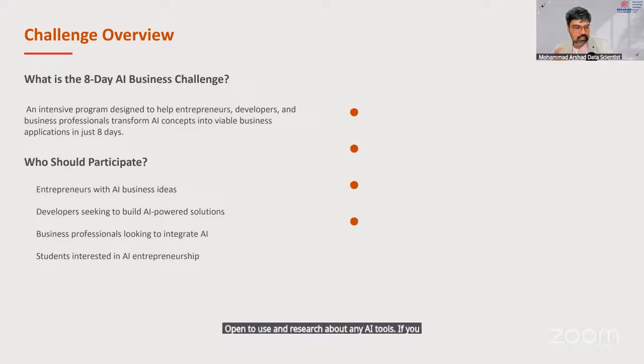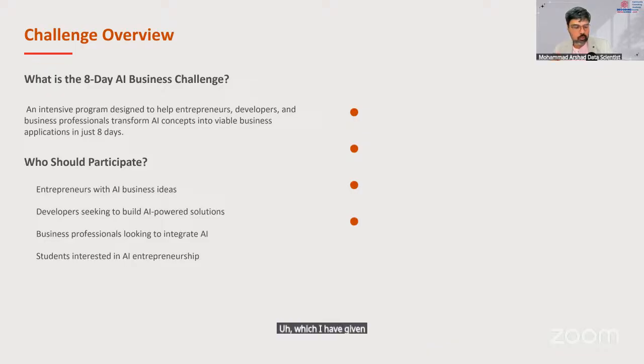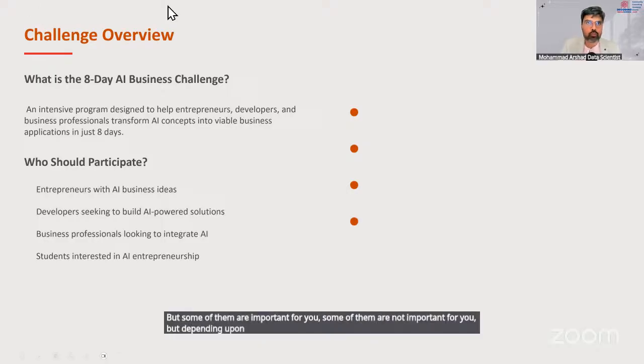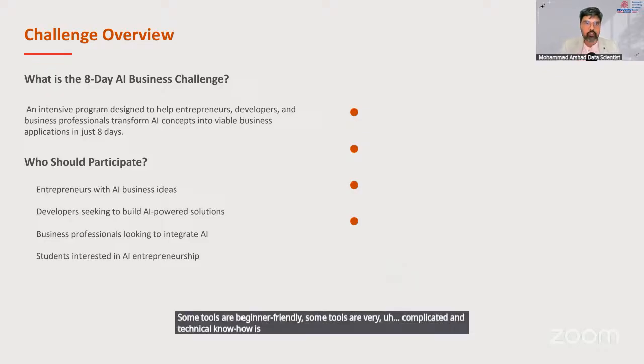If you remember, there is a website in the checkpoint which I have given, and all of you know about this because you are also a part of the AI residency. There are 200 to 250 AI tools that I have listed down. Some of them are important for you, some of them are not, but depending upon your use case, I will be talking more about it. There is a complexity level: some tools are beginner friendly, some tools are very complicated and technical know-how is required. So this is for everyone, right?